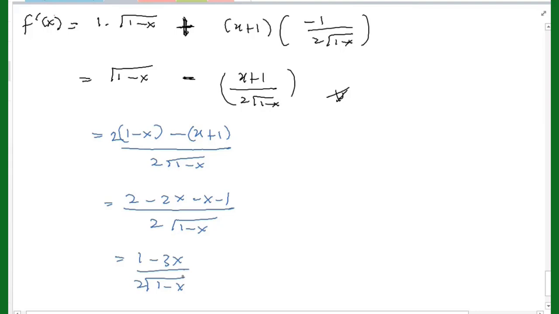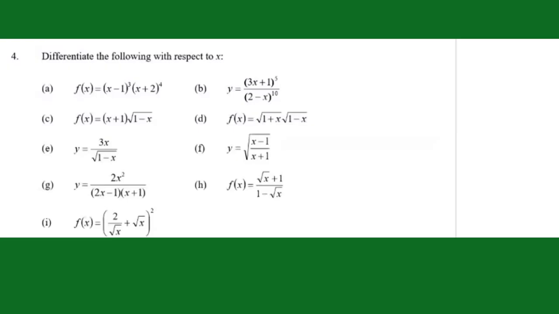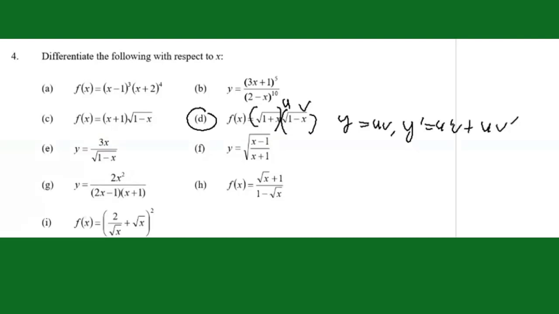Check answer for HC 3x. Okay, settle. This one is actually product rule, easy. Product rule for D. This one is UV, product rule UV. So y prime is u prime v plus u v prime. Therefore for D, f of x is equal to square root of 1 plus x times square root of 1 minus x.